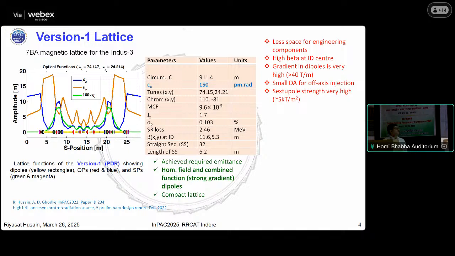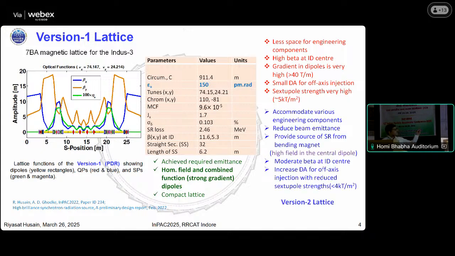And we also face a small dynamic aperture, which needs to be high for this kind of machine to achieve off-axis injection. And most importantly, the sextupole strengths, which are required to improve the dynamic aperture, are really huge, on the order of 5 kilotesla per meter square. So this lattice is now in continuous optimization and iteration to accommodate the various engineering components, and there's a chance to further reduce the beam emittance to better than 150 picometer rad.